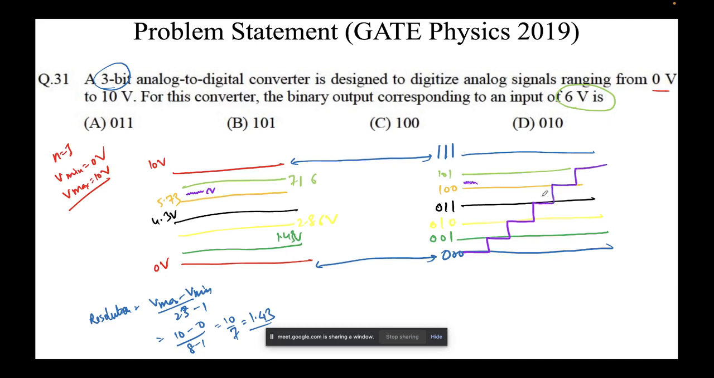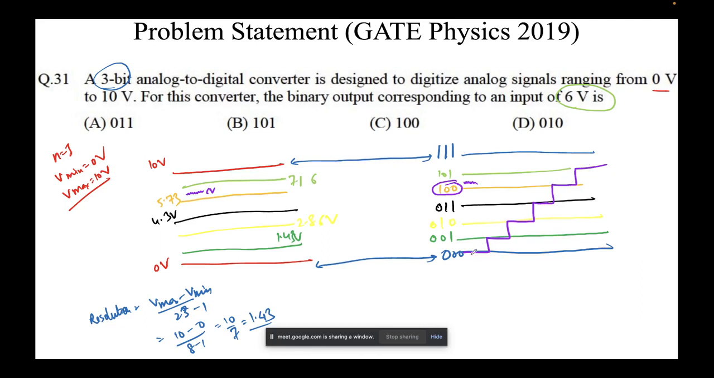So 6 volts will lie on this step. It has not reached here. So it has reached here, but it has not reached here. So this means 6 volts corresponds to the value of 1, 0, 0, not 101. Why? Because it has not climbed that step. It has only climbed up to here.